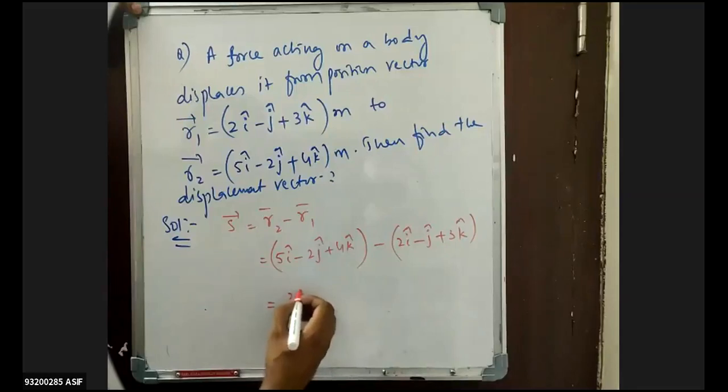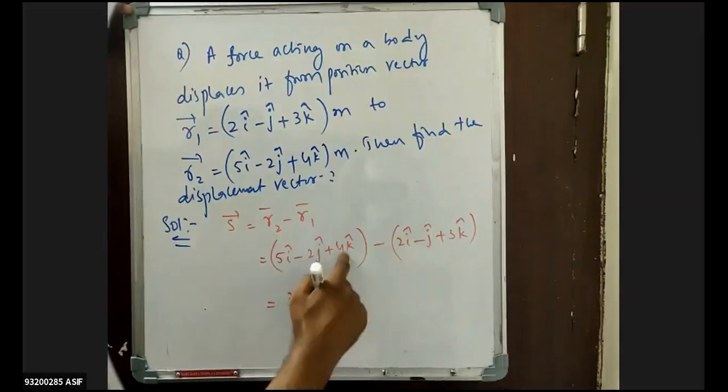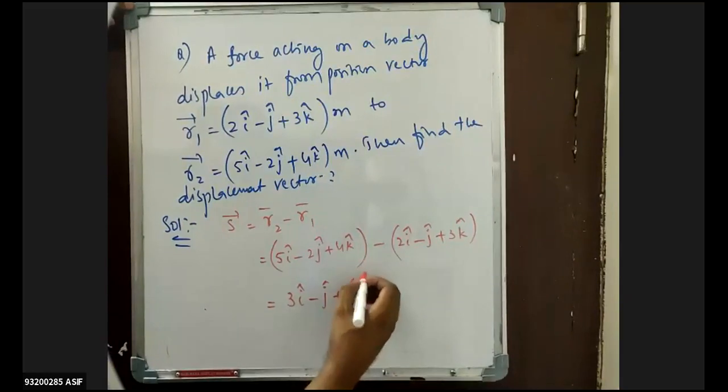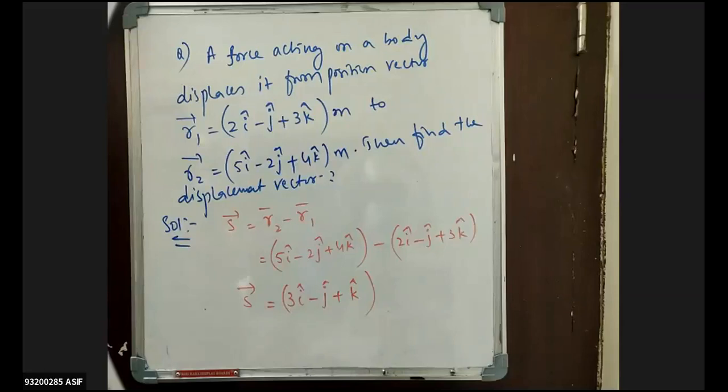This will become how much? 3i. Then minus 2j minus of your... this will become minus j cap. Then 4 minus 3, that will be equal to how much? k cap. So the answer for this one is nothing but S bar is equal to 3i cap minus 1j cap plus 1k cap.